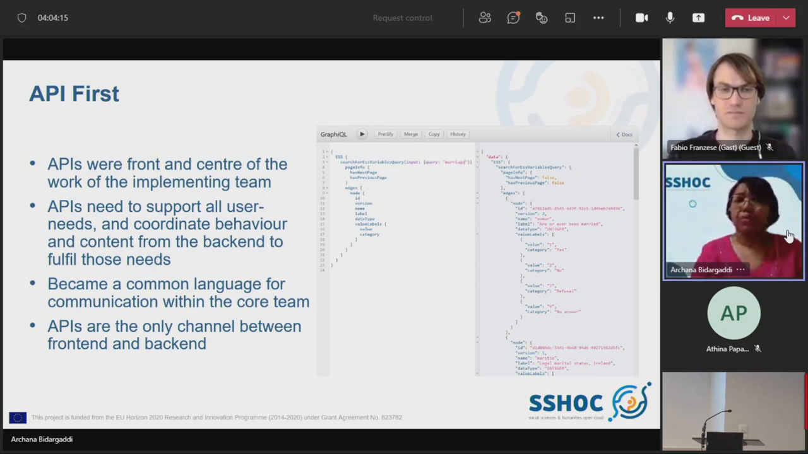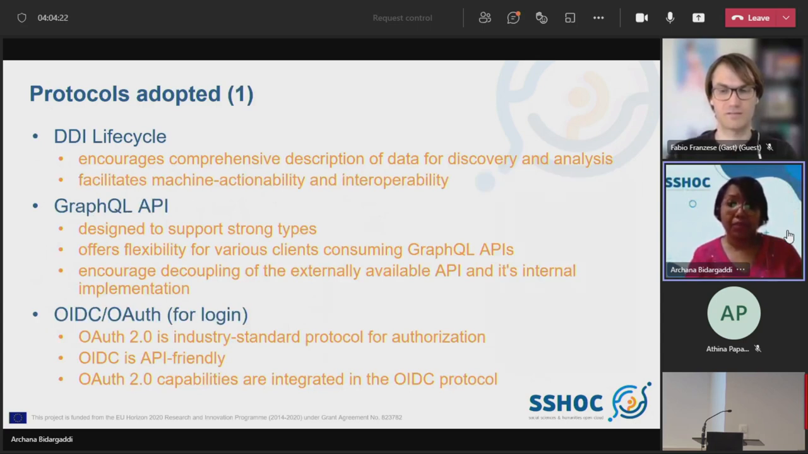And protocol adoption. I think this is a core for any success we have had, making the ESS service interoperable. Because as long as we have good protocols adopted, then we are in line with industry standards and we are not making up things. So the probability of matching what we built to other systems is higher. And some of the protocols which we adopted are, first and foremost, DDI lifecycle.